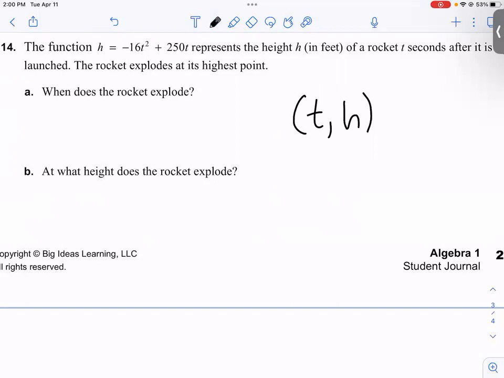They're asking you for the vertex, but in separate pieces. The vertex is where the maximum is. They just didn't say maximum, they said highest point, okay?